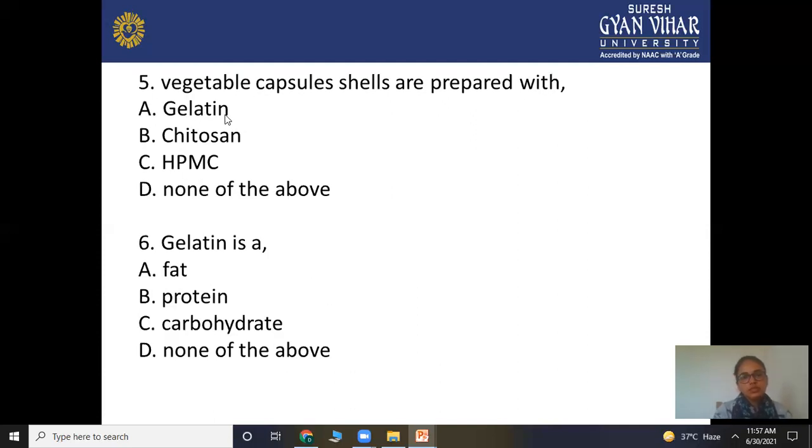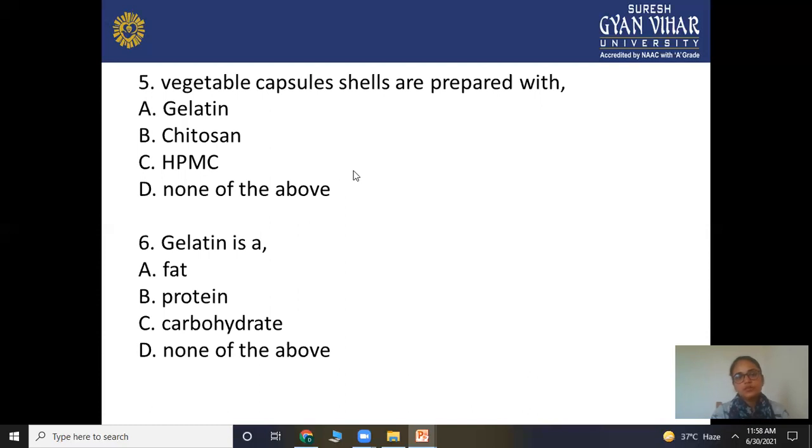Next, fifth question: the vegetable capsule shall be prepared with, meaning if you are not using any animal material, then how do you prepare the vegetable shell? In this vegetable shell, which excipient is more important and used for the manufacturing of this vegetable capsule? There are four options, A, B, C, D, and out of these four options, you can select any one correct option for manufacturing of the vegetable capsule shell.